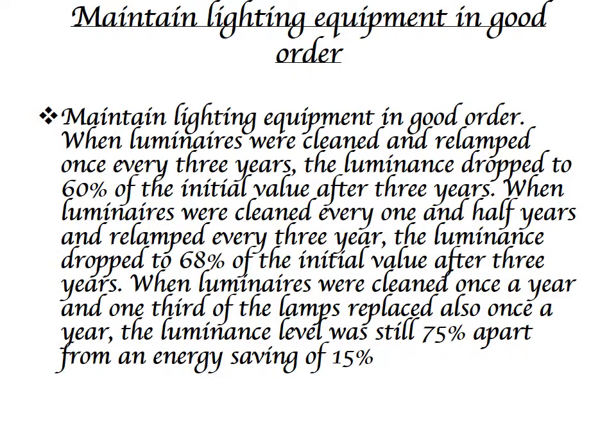When luminaires were cleaned and relamped once every 3 years, the luminance dropped to 60% of the initial value after 3 years. When luminaires were cleaned every 1.5 years and relamped every 3 years, the luminance dropped to 68% of the initial value after 3 years. When luminaires were cleaned once a year and one third of the lamps replaced also once a year, the luminance level was still 75%, apart from energy saving of 50%.